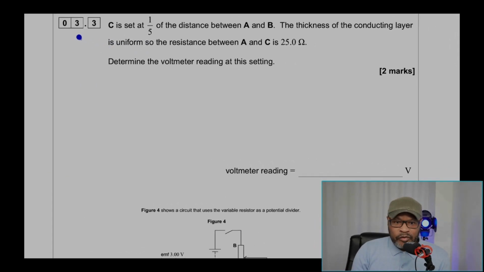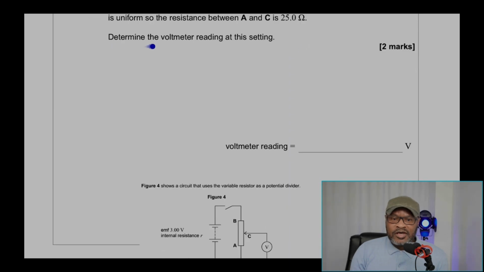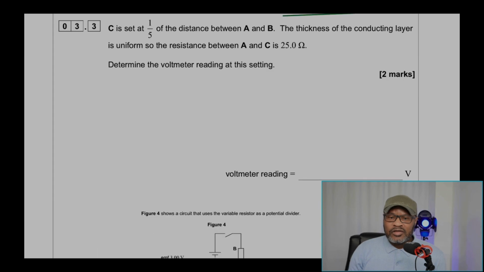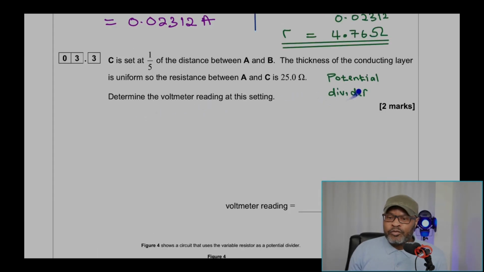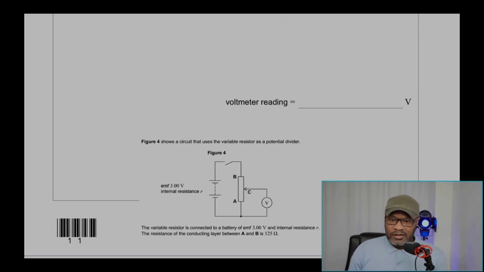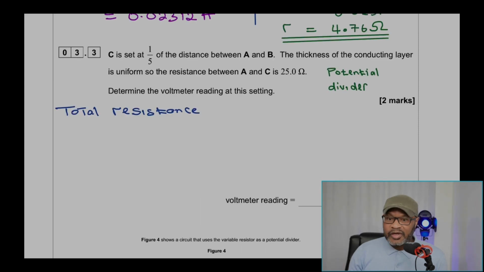Question 3.3. C is set at 1/5 of the distance between A and B, so 1/5. The thickness of the conducting layer is uniform, so the resistance between A and C is 25 ohms. Determine the voltage reading at this setting. So we've got C there, and we need to calculate the voltage. This is a potential divider, because we've divided this AB into two, and the total resistance in this case will be the load resistance plus R.